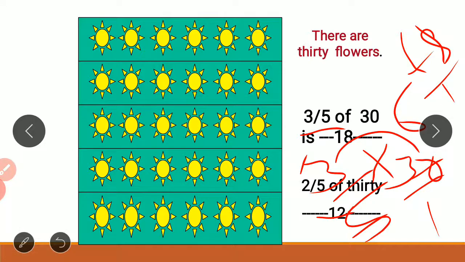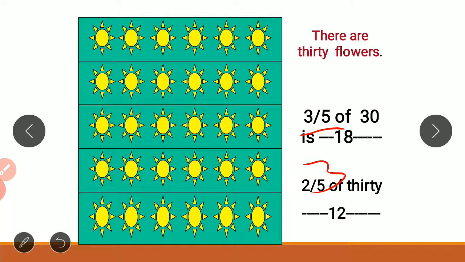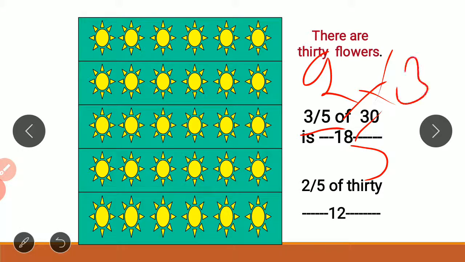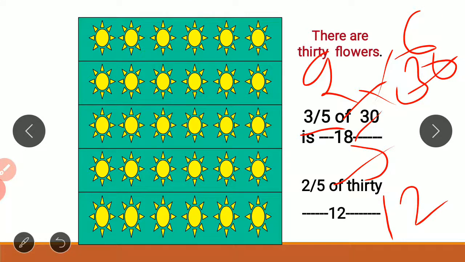And in this way we can find more values of the fraction. The other value here is 2 by 5 of 30. In the same way we have to find 2 by 5 of 30. So we write 2 by 5 multiply by 30. The same way we divide 30 by 5. 5 sixes are 30, then 6 twos are 12. That means there are 12 flowers.